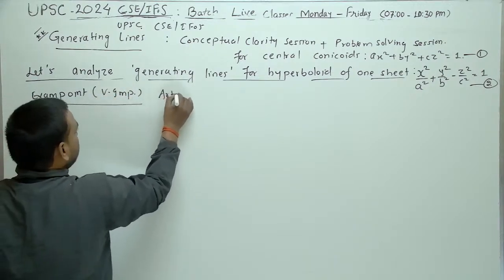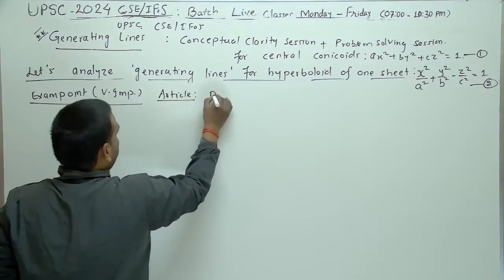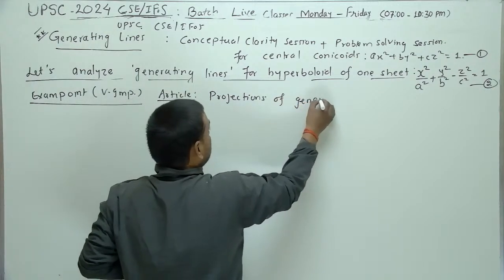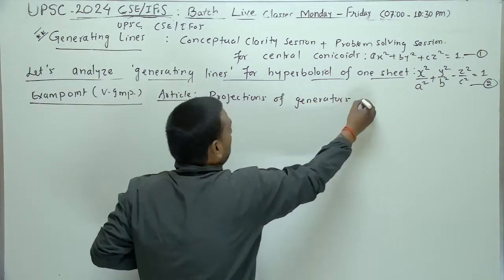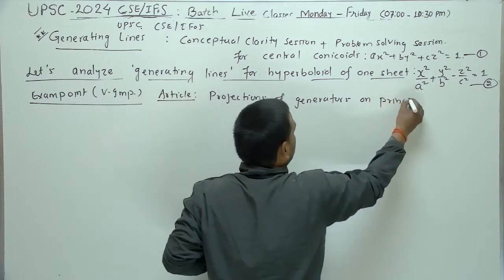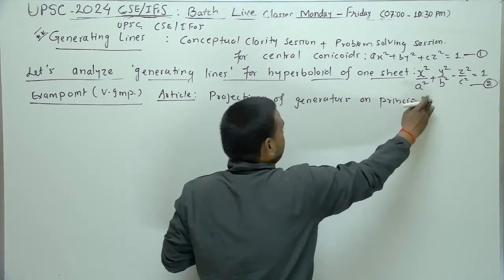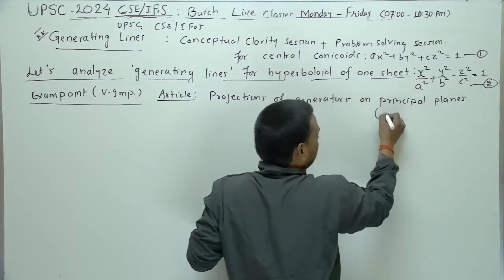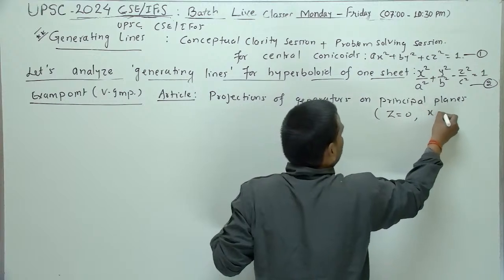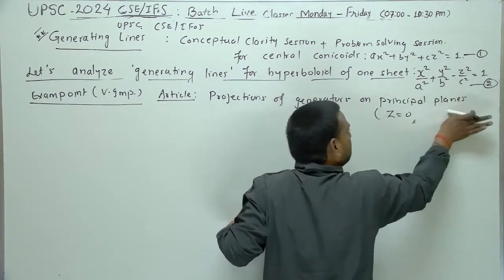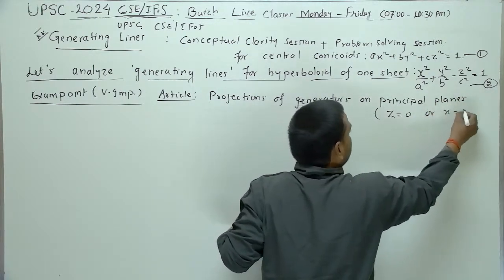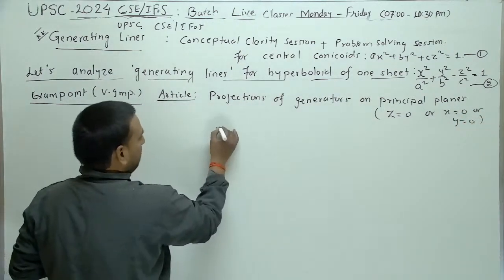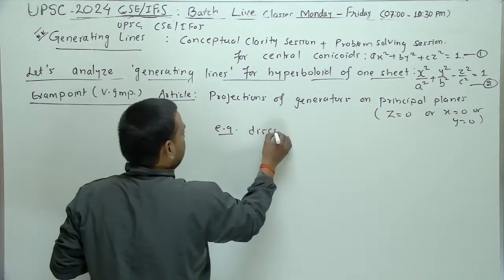So the article is projections of generators on principal planes. Principal planes means z equals 0, x equals 0, and y equals 0.